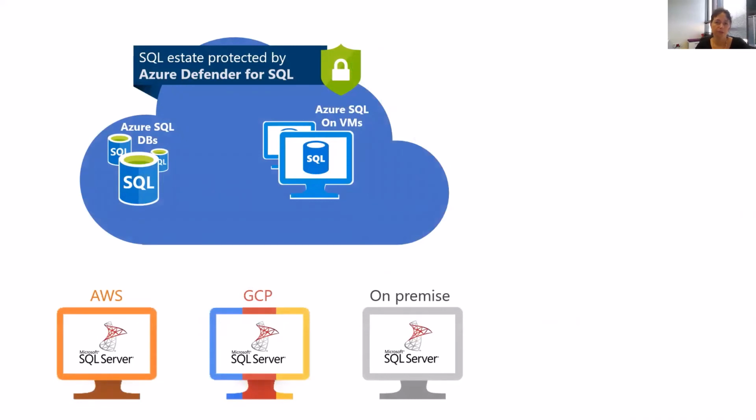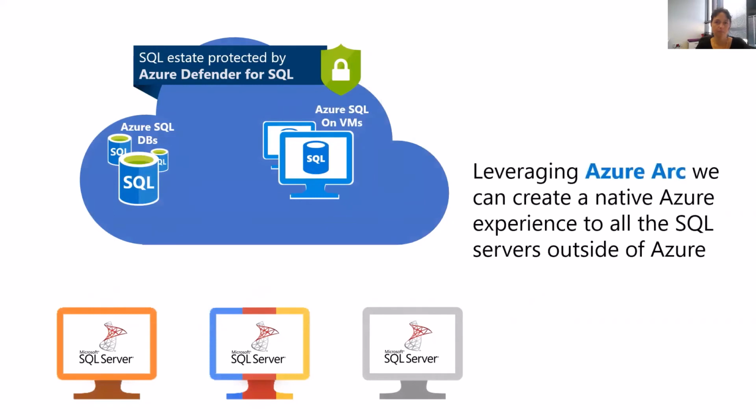Consider this environment, for example, where we have Azure SQL databases and Azure SQL on VMs, all on Microsoft's cloud. We also have SQL servers installed on-prem and on two other clouds, Amazon's and Google. Leveraging the capabilities of Azure Arc, we can create a native Azure experience for all the SQL servers outside of Azure.